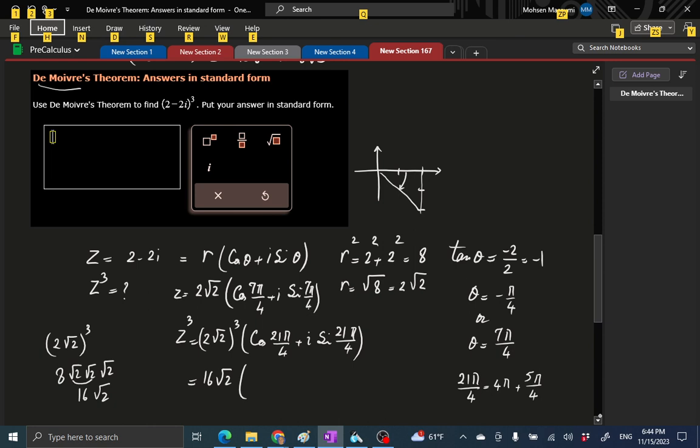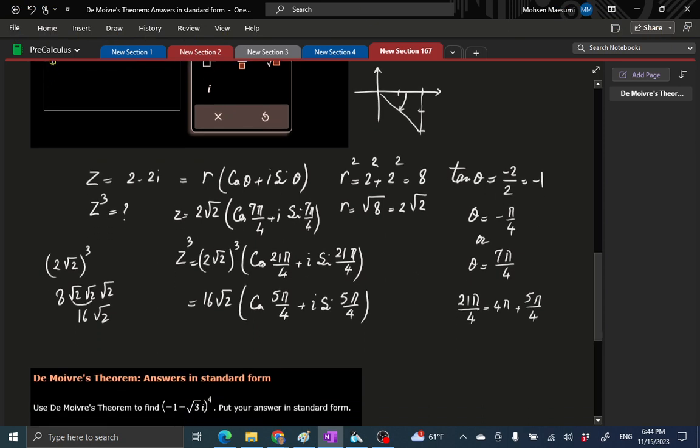So 4 pi means going around the circle twice. That doesn't change the sine or cosine. So instead of 21 pi over 4, I can write the coterminal angle of it, which is 5 pi over 4. And then again, i sine of 5 pi over 4.